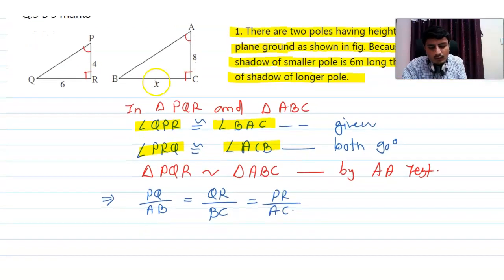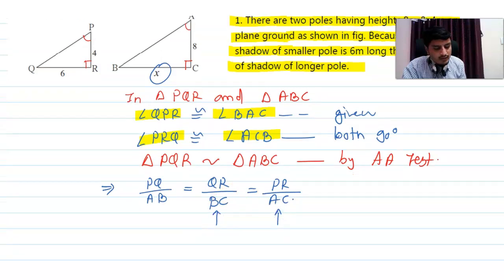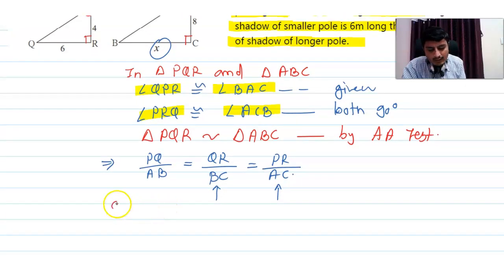Now here we have to evaluate the value of X, and we have been given the PR and AC values and QR, and we have to evaluate X, meaning the BC value we have given as X. So let's consider the first and the last ratio to be equal. Among the three equal ratios, we are considering the second and third ratio: QR divided by BC equals PR divided by AC.